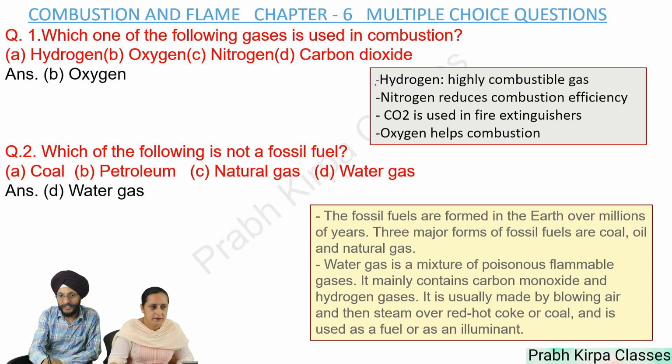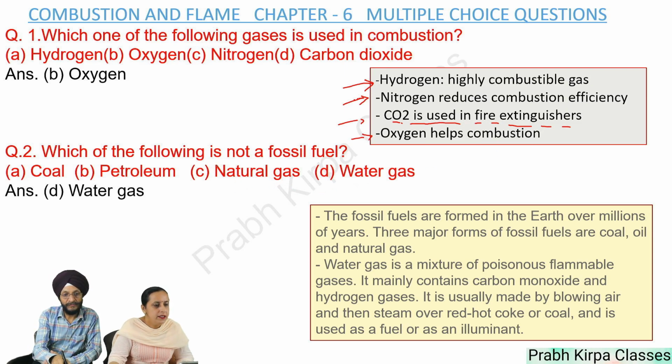So far as hydrogen is concerned, it is a very combustible gas. So it cannot be used or it will not be helpful in combustion. So far as nitrogen is concerned, nitrogen reduces the combustion efficiency. So it cannot be used in combustion. So far as carbon dioxide is concerned, as you know that it is used in fire extinguishers. So only option left with us is oxygen, which helps in the combustion.